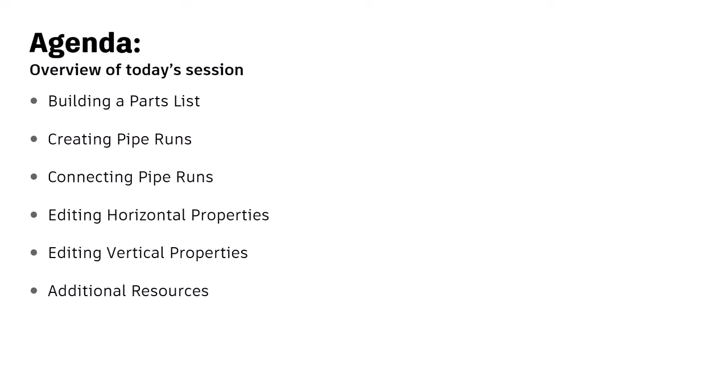We'll look at how we can create a parts list. The parts list is used to hold the pressure network components that we will use to model a pressure network. Parts lists represent a subset of the overall collection of components that come with all of the part catalogs that are installed with Civil 3D. We'll look at how we can use the catalogs to build a parts list for our project.